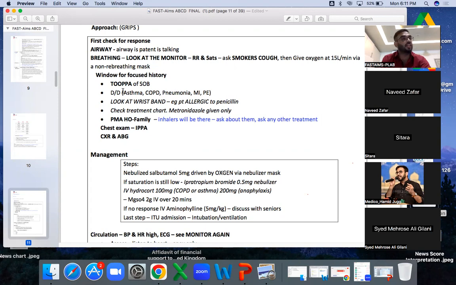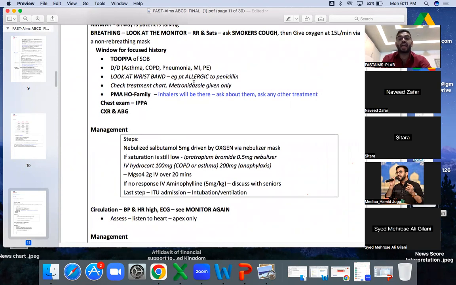This is your DD. And then again, you will be looking at the penicillin band, or you will be asking about any allergy. And then you will be completing by looking for the inhaler. This is the scenario. This is a very common scenario. It will come in your exam. Then again, chest examination. I have already shown you how to do the four steps.